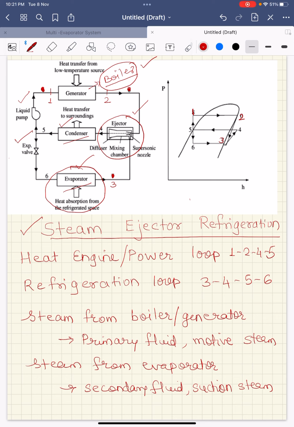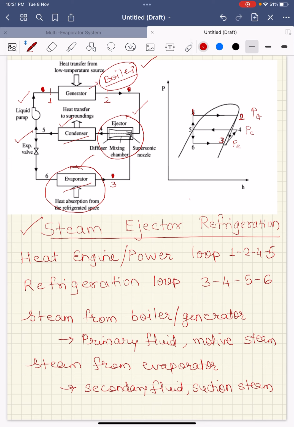Now, how does this technology create cooling effect in the evaporator? For this, we need to understand that this technology operates under three pressures: the generator pressure, which is P1 equal to P2, or we'll call it P generator, PG. Then the intermediate pressure, which is P4 equal to P5, the condenser pressure, PC. And the lowest pressure is in the evaporator, which is P6 equal to P3. We'll call it the evaporator pressure.